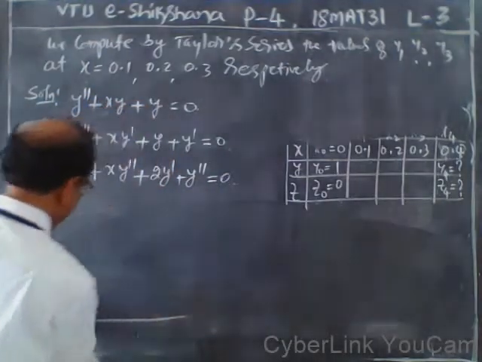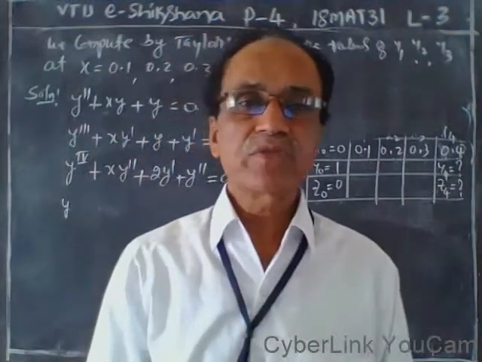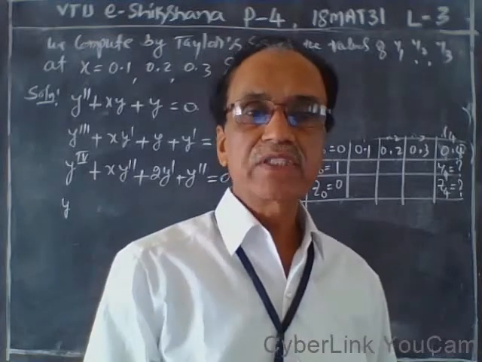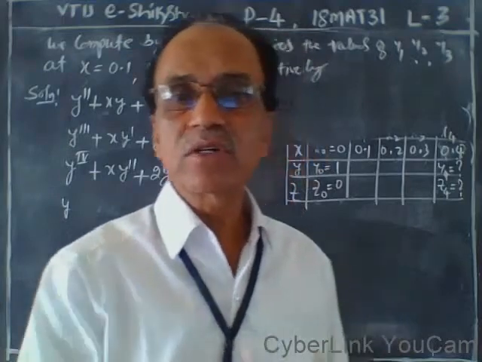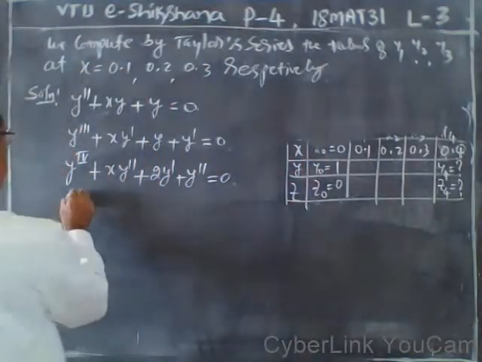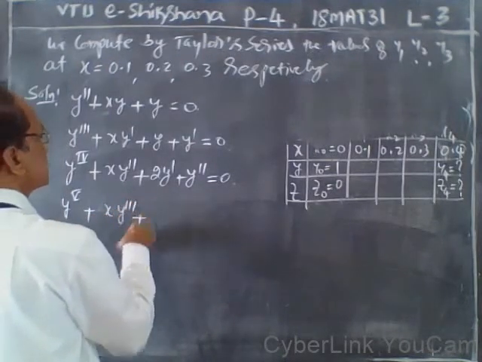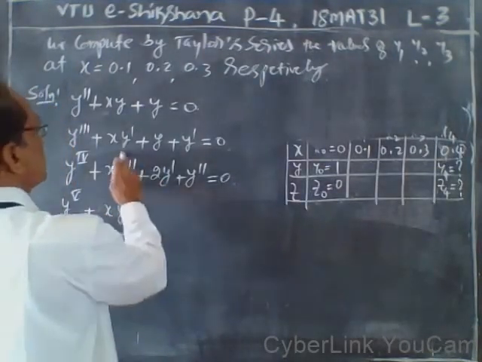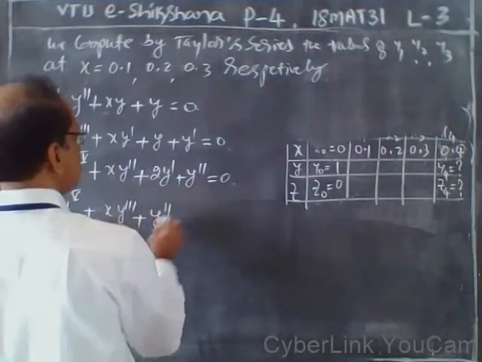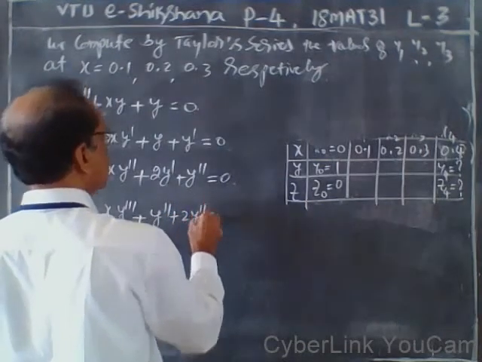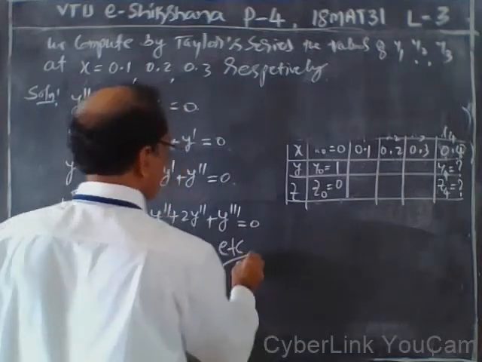Next, up to 5 or 6 derivatives we calculate, and then we can consider up to the required number of terms in the series. Then we can substitute at x equal to the given number. Then y fifth order derivative plus x into y double dash, and this becomes 2 times y dash, that means y double dash, x differentiation is 1, that is plus 2 y double dash plus y triple dash equal to 0, like this.